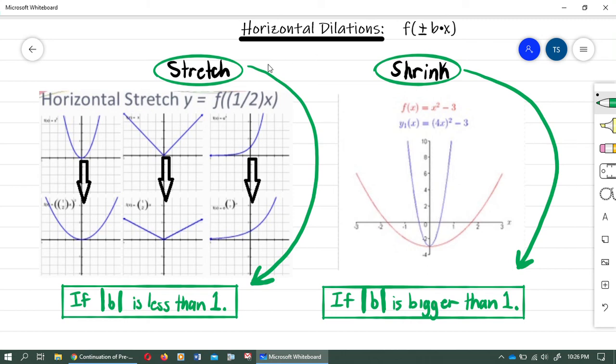So again, it's a horizontal dilation, a horizontal stretch, if the absolute value of that number being multiplied on the inside of the function is less than 1. And on the flip side, guys, it is a horizontal shrink if the absolute value of that number being multiplied on the inside of the function is bigger than 1. Okay? Guys, that's it.